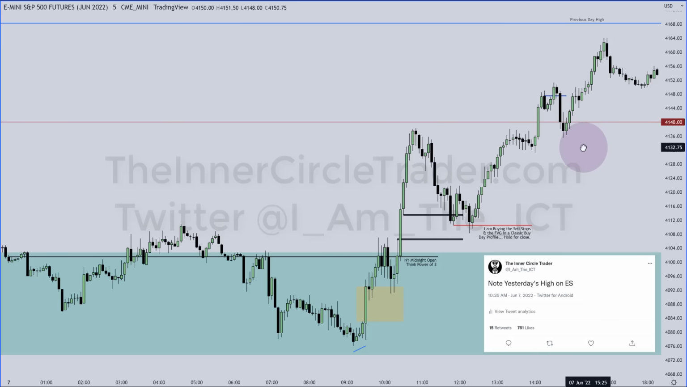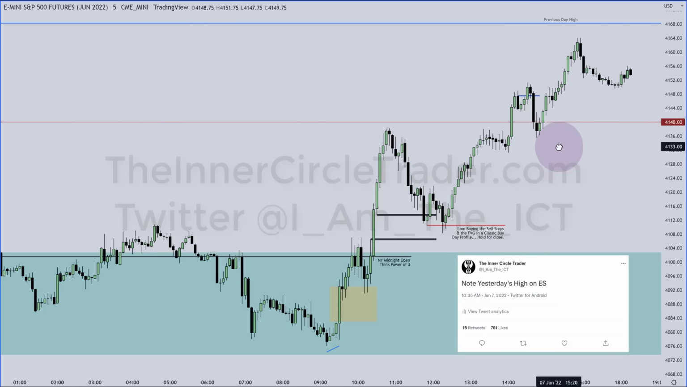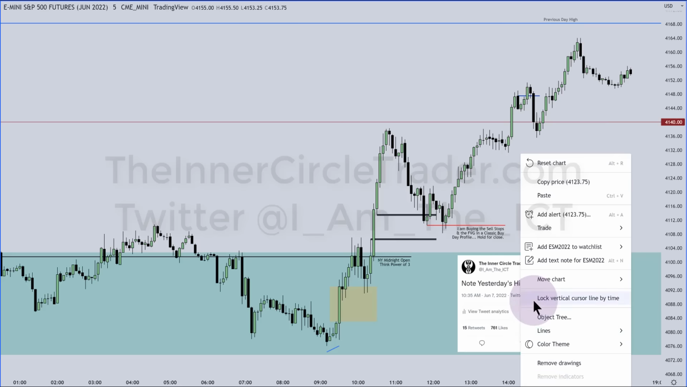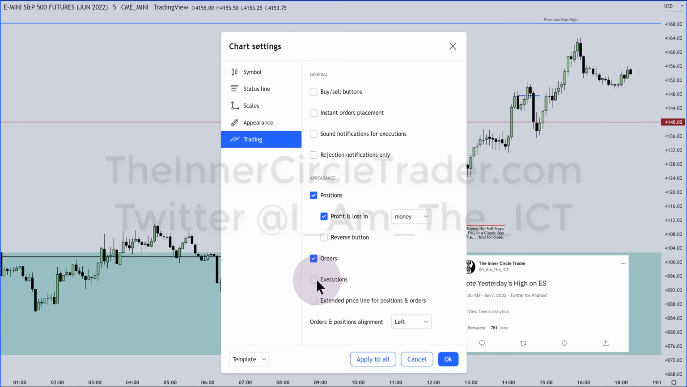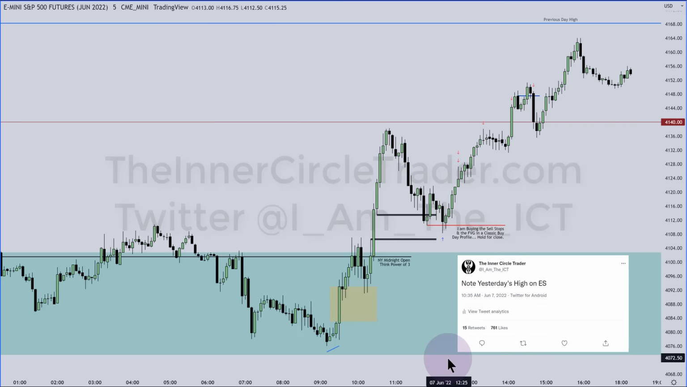So anyway, this is where we're at right now. I think we'll probably want to sweep up here. Maybe that might even happen tonight during the Asian session. But let's take a look at the executions.